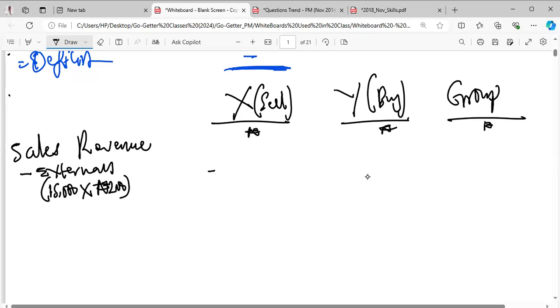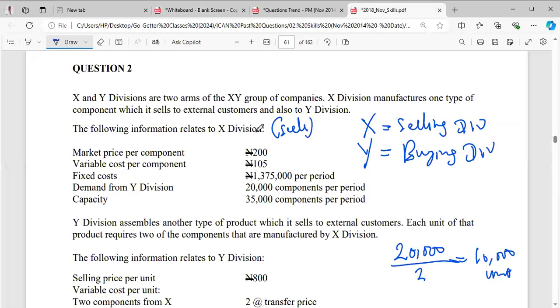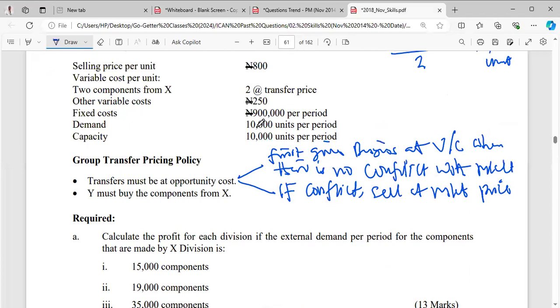So this is going to be 3 million, because I put that share. So for the group it is 3 million. Then you come here. Of course, we are still on external. We have Y, we also sell its products externally. They are selling 10,000 units to the external market at how much? 800 naira.